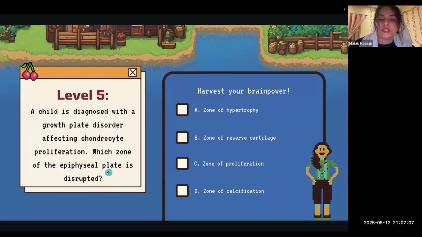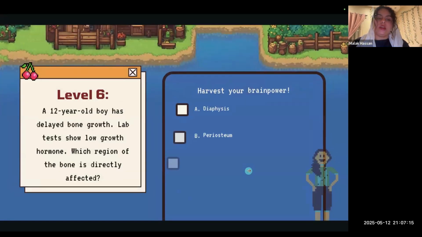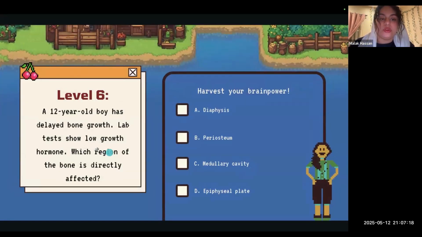Now, a child is diagnosed with a growth plate disorder affecting chondrocyte proliferation. Which zone of the epiphyseal plate is disrupted? So, chondrocyte proliferation, so the zone of proliferation. A 12-year-old boy has a delayed bone growth. Lab test shows low growth hormone. Which region of the bone is directly affected? What does low growth hormone affect?